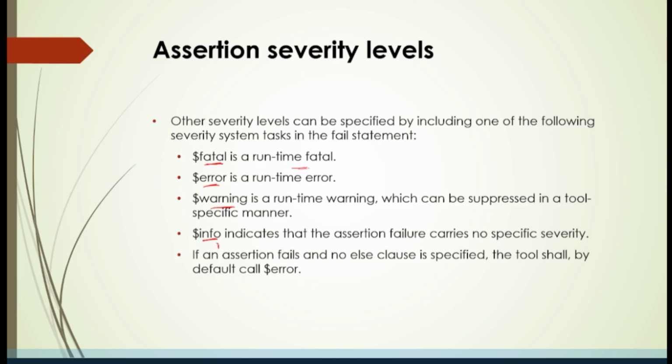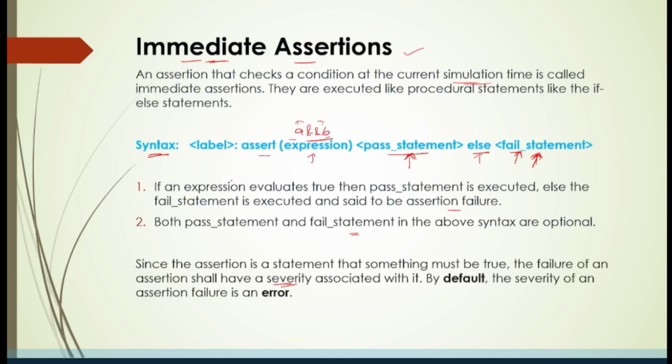If there is any runtime error, then it will be shown as $fatal or $error. If there is just a runtime warning, it can be suppressed by using some tool-specific methods. And if there is nothing much specific about that particular error, then it will be shown in the format of $info. So these are just the severity levels of the error that is caused during an immediate assertion. So this is about the immediate assertion.